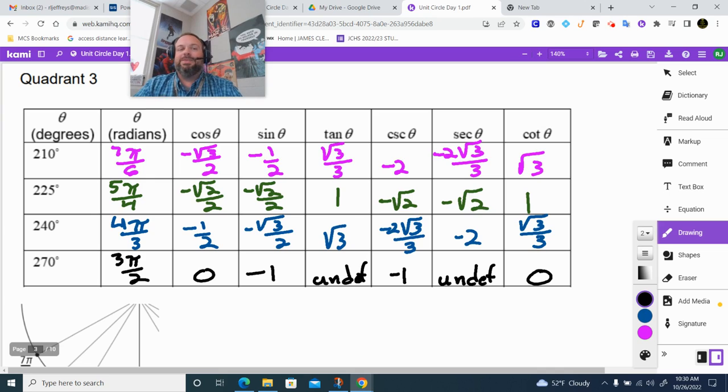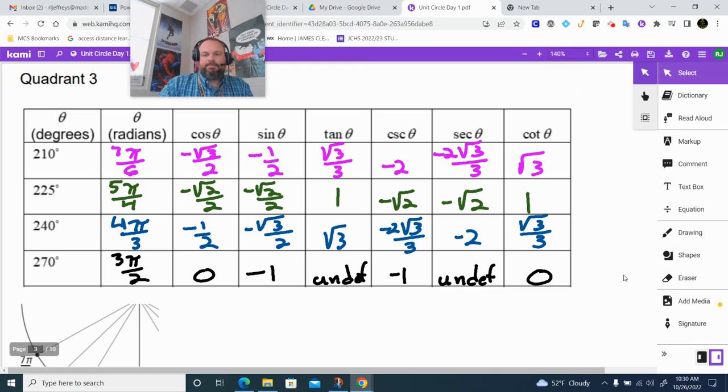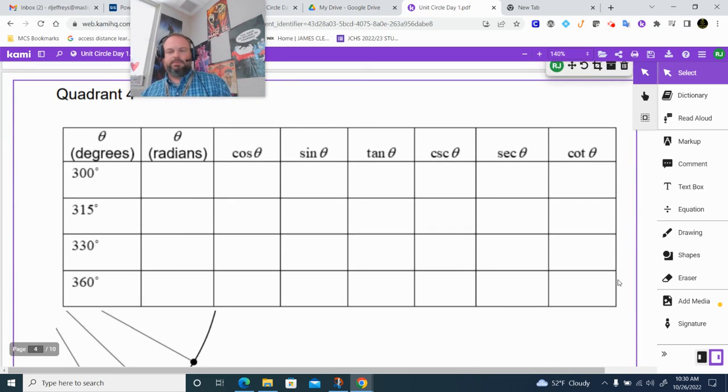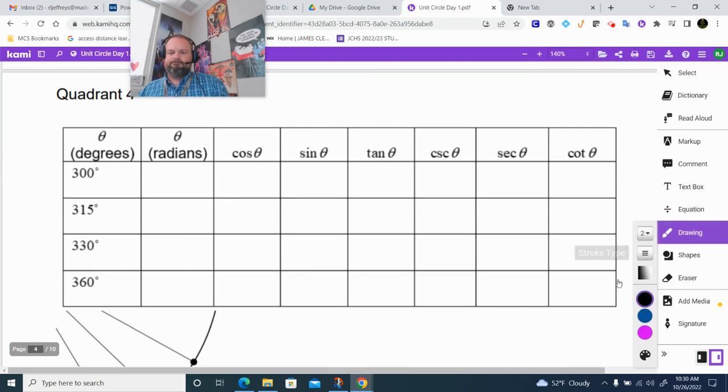All right. Is everybody good with these four? Yes. Okay. All right. Last ones. Woo. I know y'all are excited. So 300. This is 5 pi over 3. This is 1/2, negative root 3 over 2. Tangent is negative root 3.